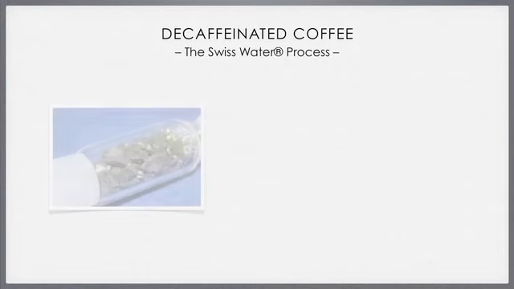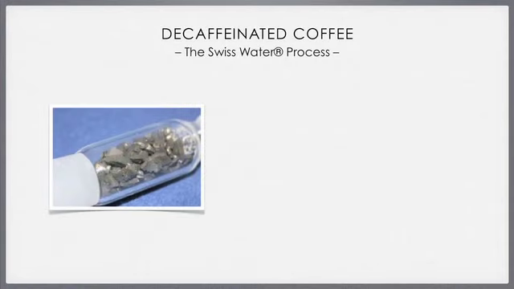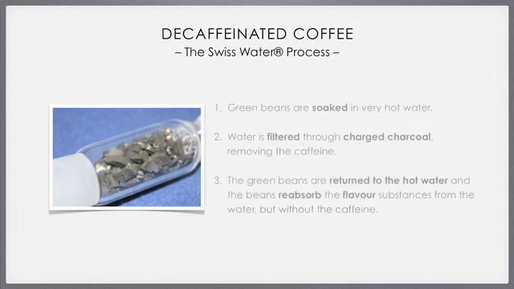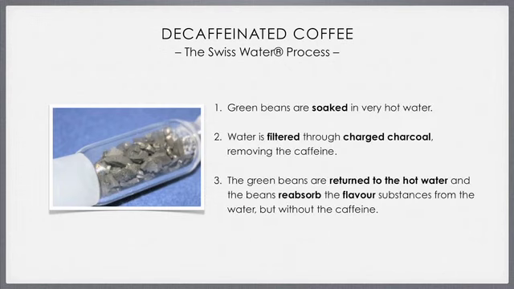The Swiss water process is used due to the fact that it is environmentally friendly. It's chemical free and referred to as the water-only process. This process uses the following steps. Firstly, the green beans are soaked in very hot water. The water is then filtered or percolated through activated or charged charcoal, which removes the caffeine. Then, the green beans are returned to the hot water and the beans reabsorb the flavor substances from the water, but this time without the caffeine.